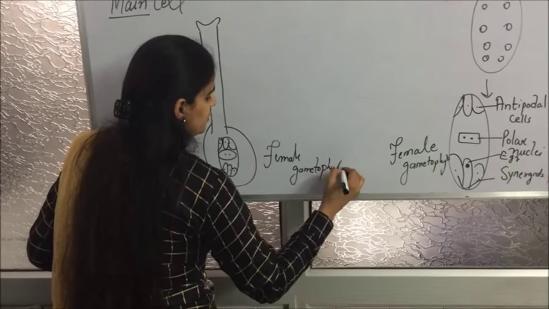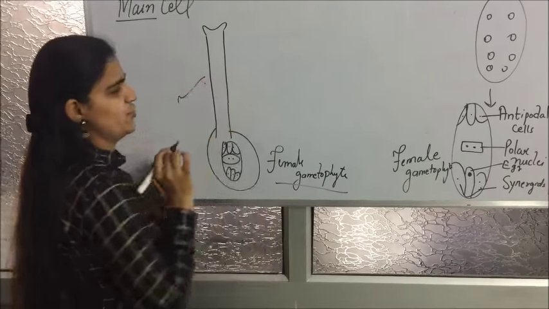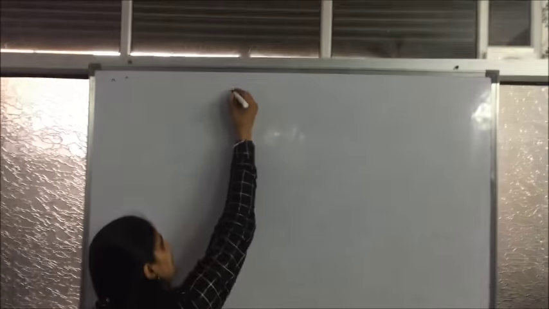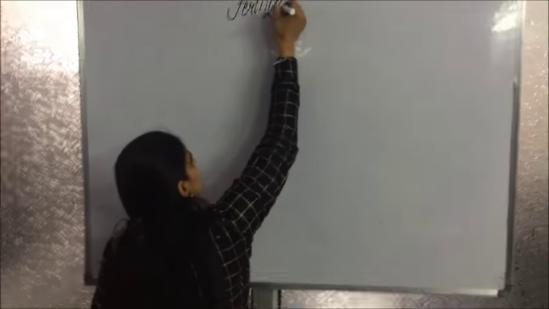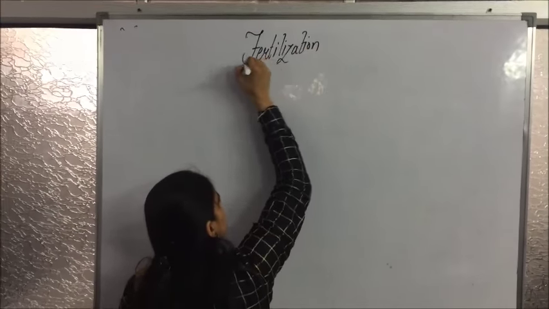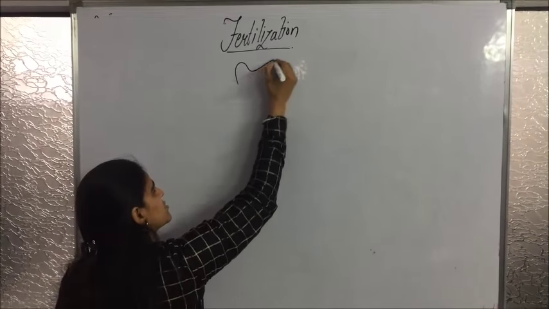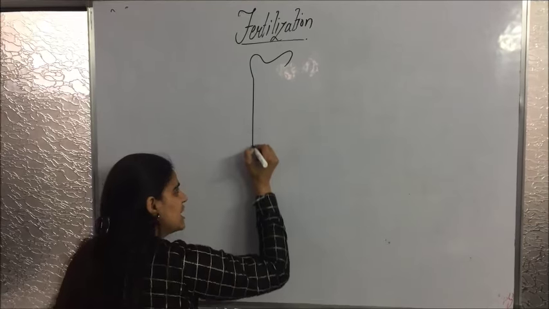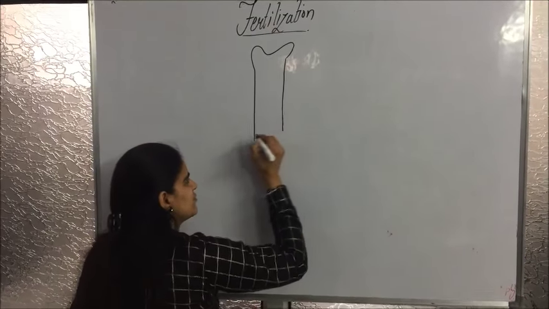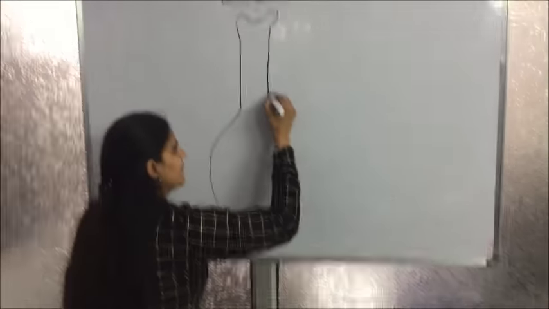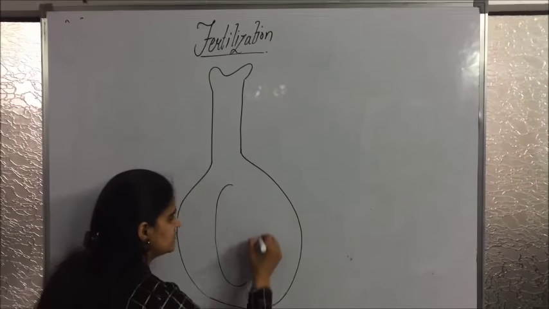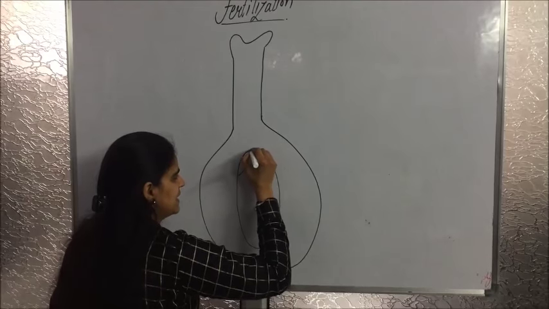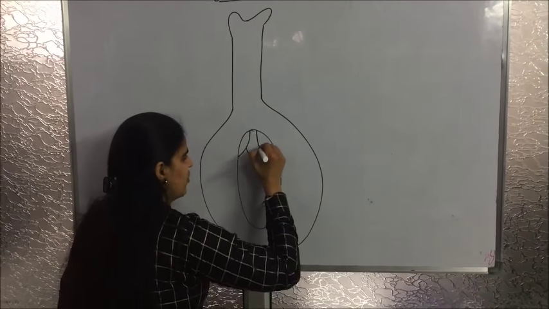For reproduction, we should remember this structure also. The last very important topic is fertilization. Fertilization is a very important process for the production of new flowers. First of all, I will draw the female gametophyte. We will make this diagram to show how this gametophyte is formed.